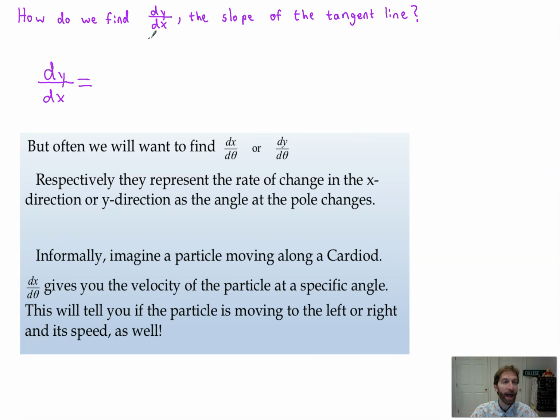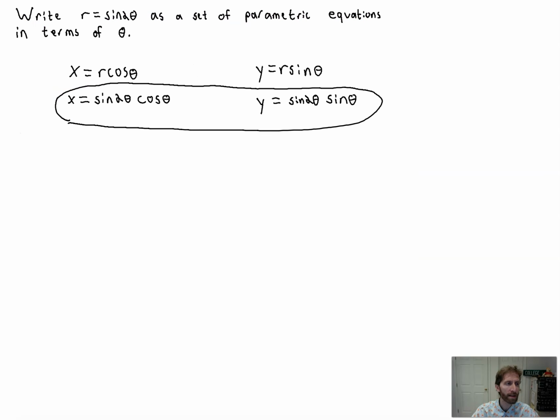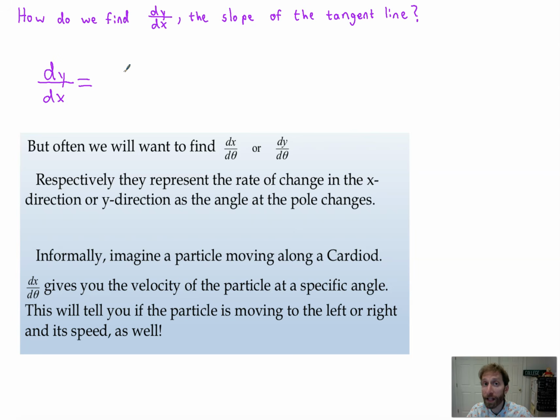So the question first is, how do we find dy dx? And what is that? Well, dy dx is the slope of the tangent line. That's all that is. How do we find it? Well, let's go back to this step here. We now have parametric equations, so it's not like polar is any different. In parametric equations, you take dy dt and divide it by dx dt. Here we're going to do the same thing, and it's going to be dy d theta, like so, and divide it by dx d theta.